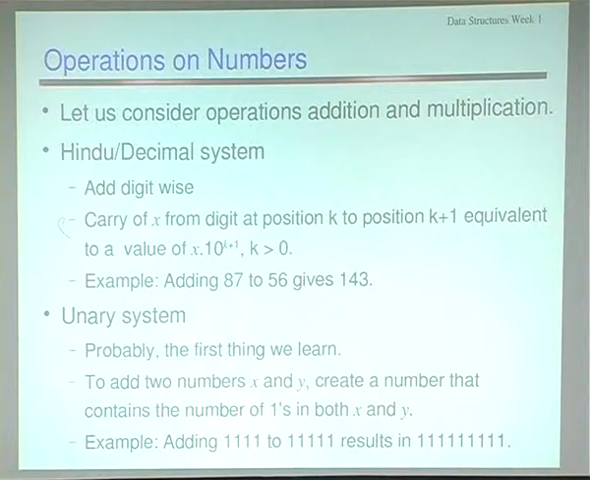Okay, so to add two numbers x and y, create a number that contains the number of ones in both x and y put together. That's how we add. In fact, that's how we learned addition also, right? In primary school, when you want to add 4 and 2, you will write 4 ones, and 2 ones on the right of them, and then you copy these 2 and those 4 and make it 6 essentially, right?